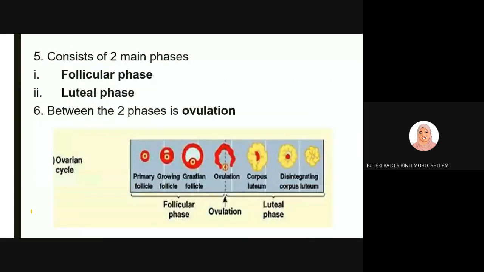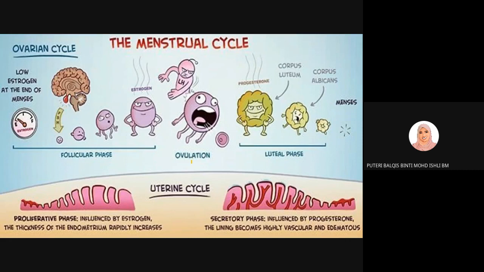Alright. For ovarian cycle, it consists two main phases, follicular phase and luteal phase. Follicular phase is the phase whereby follicle will grow and develop. Luteal phase is development of corpus luteum. Between follicular phase and luteal phase, there is a process called ovulation.